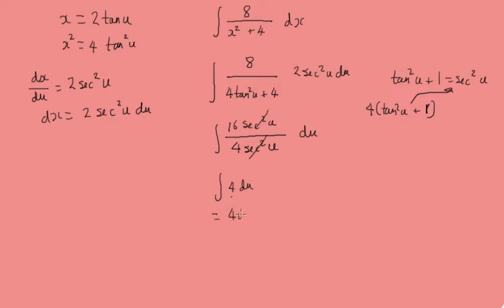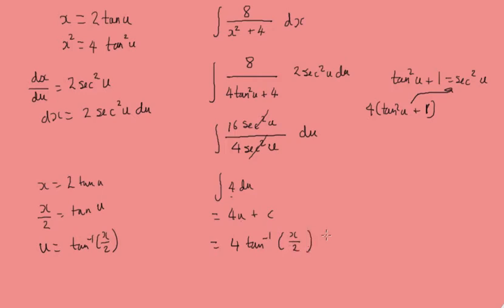So we just get 4u plus c. Substitute back in for u. Now let's think, x was 2 tan u, so x over 2 equals tan u, so u must be the inverse tan of x over 2. So it's going to be 4 inverse tan of x over 2 plus c.